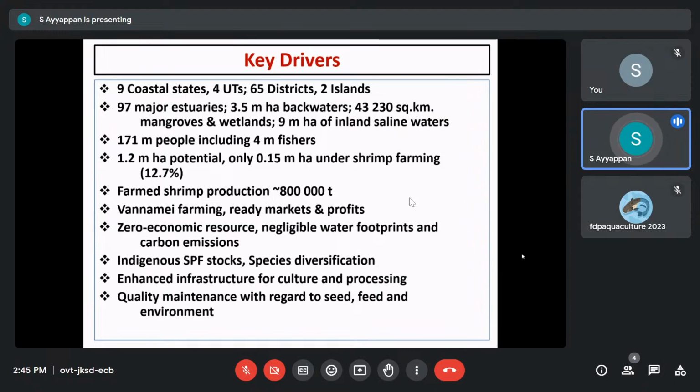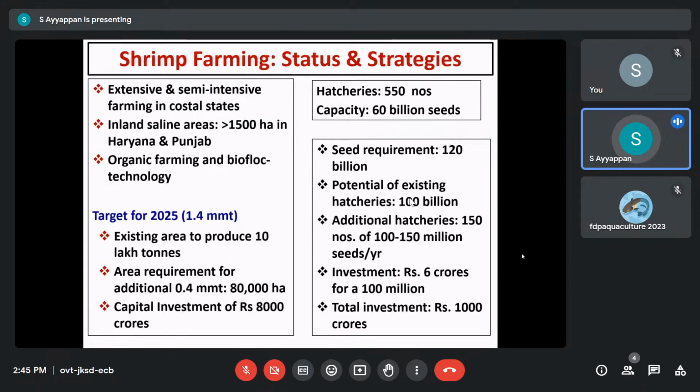And already we are at 8 lakh tons. So now, can we go to 15 lakh tons? That is the discussion. And vannamei farming, I just mentioned. At the same time, we are still importing the vannamei brood stock. So how about indigenizing, the indigenous specific pathogen quality maintenance? These are the points to be discussed.